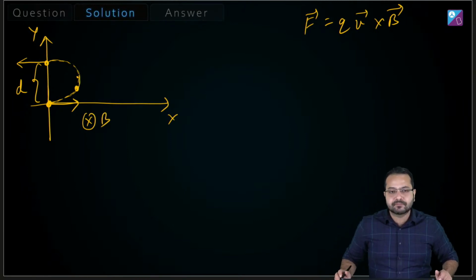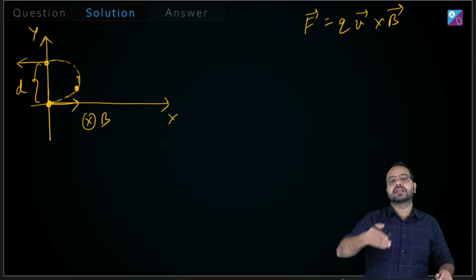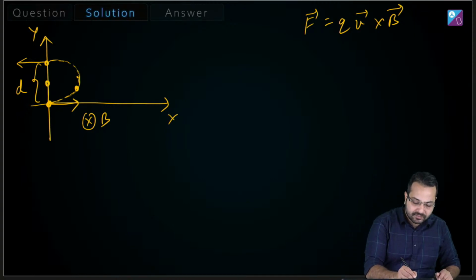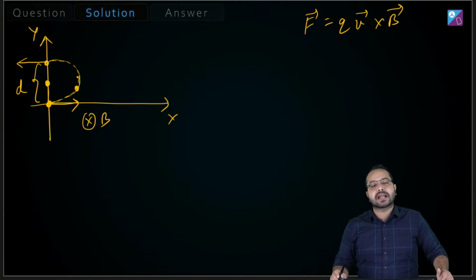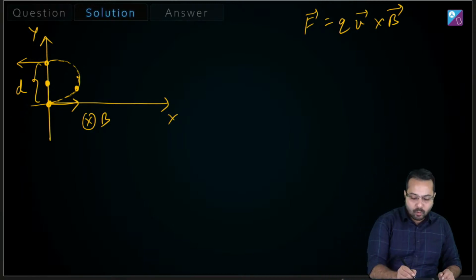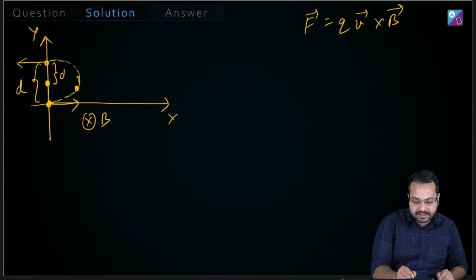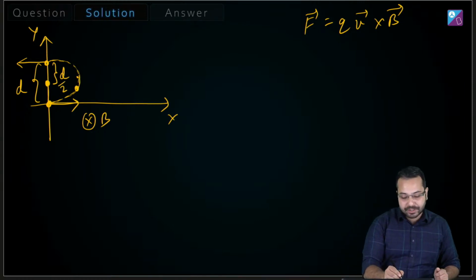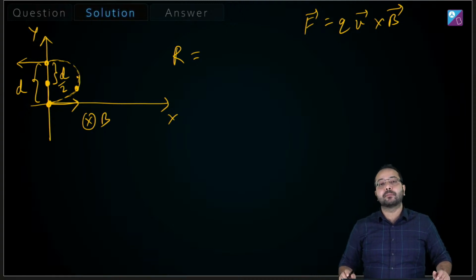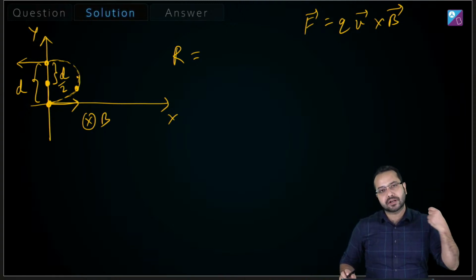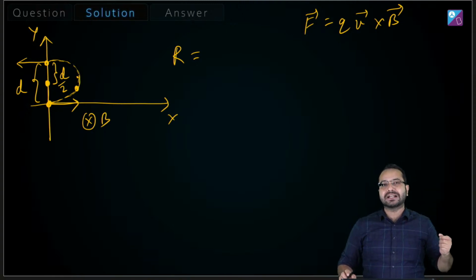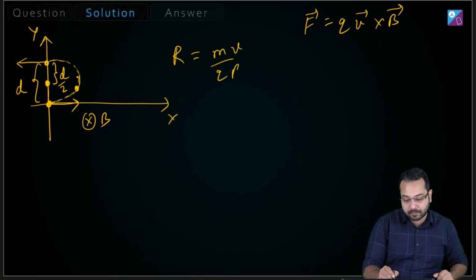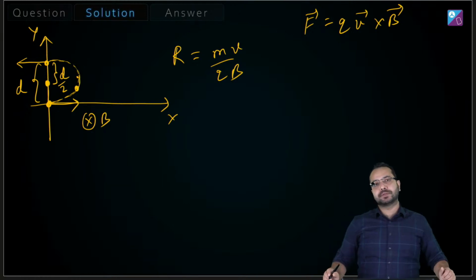Now that's very simple. If this is a semicircle, then there has to be a center, and if there is a center, then there has to be a radius. What is the radius of this trajectory? Can I say that the radius of this trajectory is d by 2? And we know that when we have a charged particle under the influence of a magnetic field which is perpendicular to it, the radius is given by mv upon qB. Do we know this? Of course we know this, right?